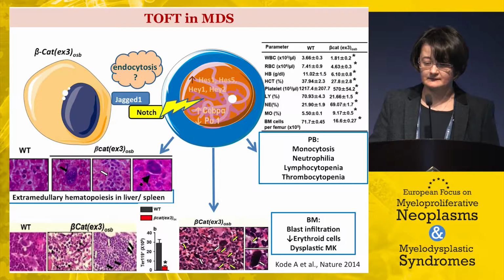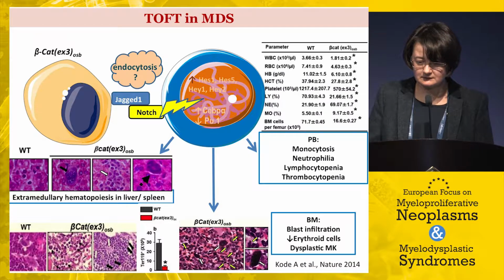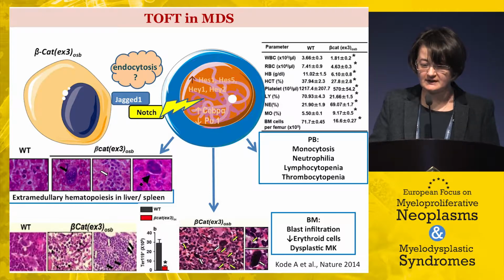Another evidence was brought by Kode in 2014, with a constitutively activating mutation in beta-catenin in osteoprogenitor cells, which induces accumulation of beta-catenin in the nucleus, and overexpression of a notch ligand named JAG1 on osteoprogenitors that may thereafter induce activation of notch signalization in hematopoietic precursor cells, with impairment of myeloid and lymphoid differentiation of hematopoietic precursors, and that will allow extramedullary hematopoiesis also.